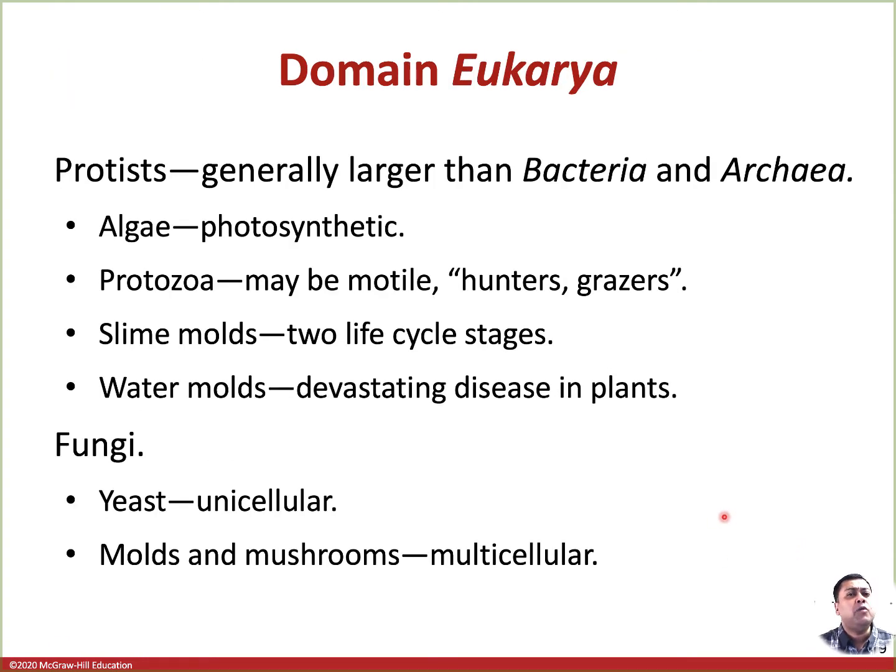So on the domain Eukarya, first what we have is the protists, and the protists are generally larger than the bacteria and the archaea, and they actually do have a membrane-bound nucleus, and they do have different types of organelles. They do have different functions for these organelles. We're going to talk about that. But they are all single cells, or at least in one part of their life cycle, they are single cells. And these are called the protists.